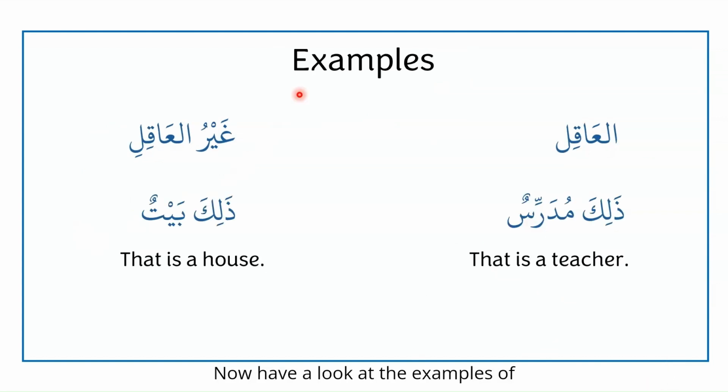Now have a look at the examples of dhalika in a sentence. Let's see the example of al-aqil or human. Dhalika mudarrisun. Dhalika means that. Mudarrisun means teacher. Dhalika mudarrisun, that is a teacher. Next, the example of ghayrul aqil or non-human. Dhalika baytun. That is a house.